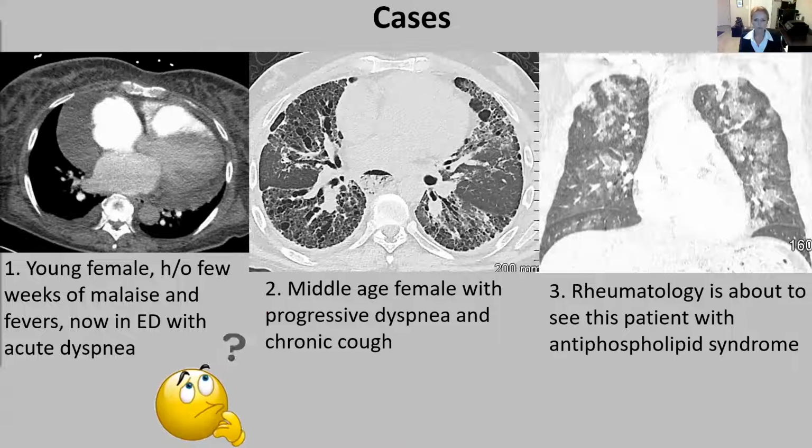Let's look at these 3 patients who are seen by rheumatologists. And let's think what features are present on these 3 scans and what would you tell the referring clinician? What do you think is the diagnosis? And again, we come back to this later.